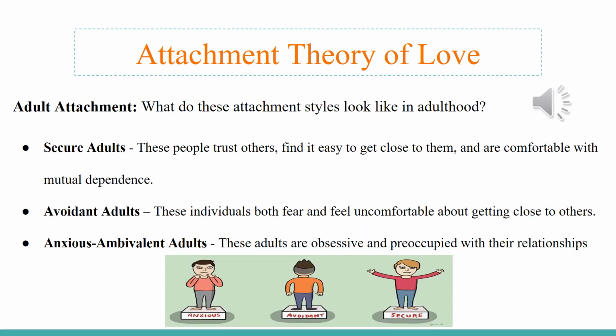So what do these attachment styles look like in adulthood? A secure adult will find it easy to get close to others and trust others, and is more comfortable with mutual dependence. The avoidant adult will feel uncomfortable about getting close to others and fear getting close to others. And the anxious ambivalent adult would be more obsessed and preoccupied with their relationships.